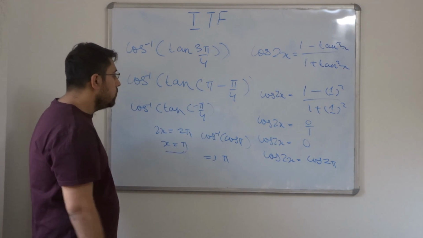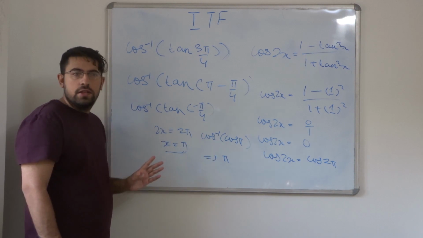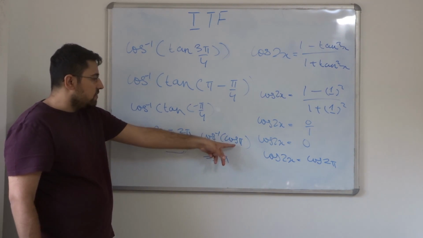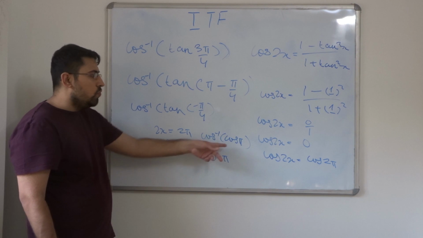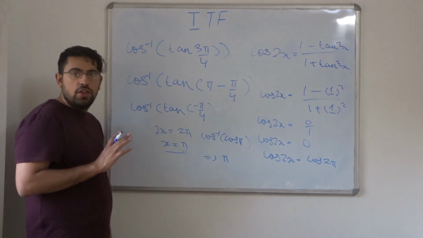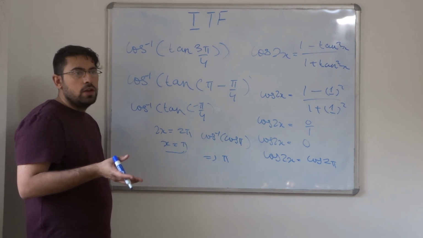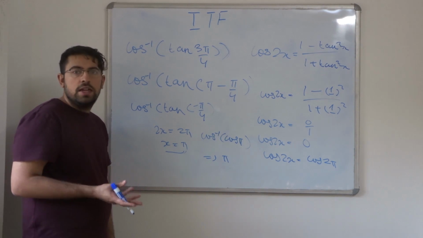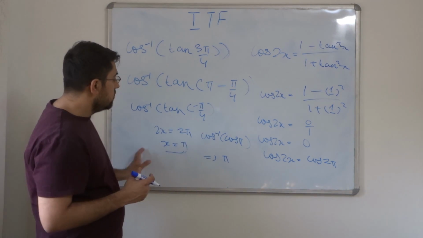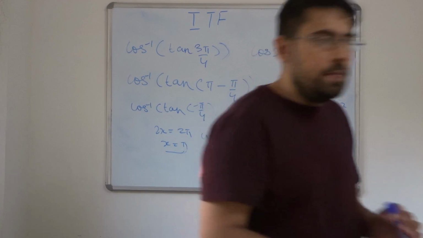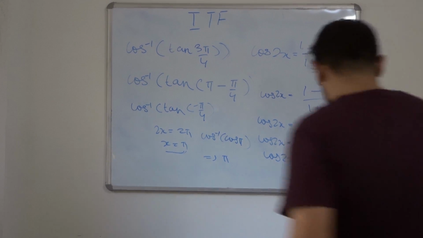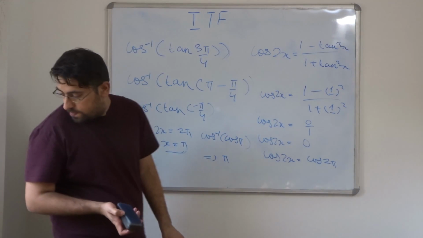Okay. So now many people will say, what if pi was negative? Well, say pi was negative, then anyways it would have become positive, because you already know that when you have cos negative theta, it becomes cos theta. You already know that rule. So this is how it's solved.